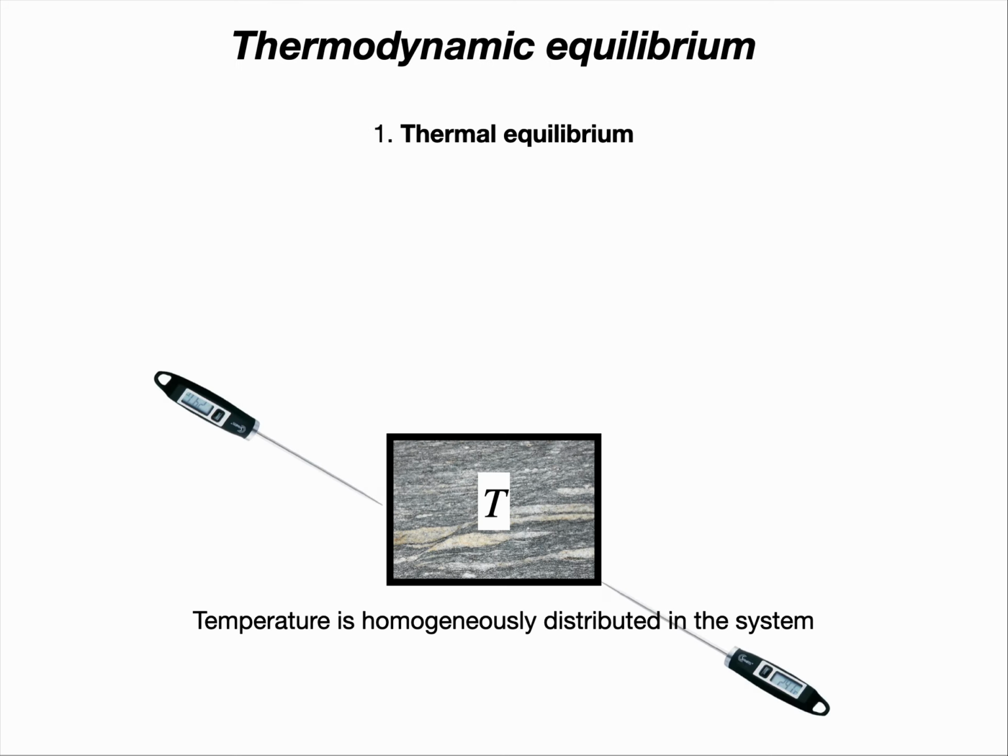Now, let's define thermodynamic equilibrium. Thermodynamic equilibrium is the requirement of three types of equilibrium. The first one is thermal equilibrium. So what does thermal equilibrium mean? We have one system, and we assume that the temperature in the system is everywhere the same. So if we probe here or probe there, we would always measure the same number. There is no gradient inside the volume of the system. So it's homogeneous in temperature.